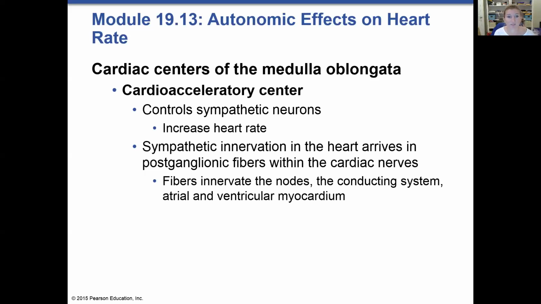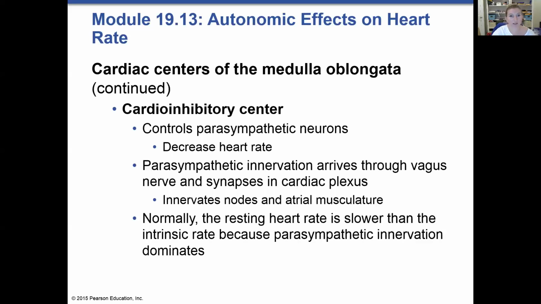If it detects they're off, then that cardioacceleratory center can be inhibited or activated. And if it's activated, it's going to cause this sympathetic activation in our heart. It's going to cause that increased heart rate, saying, whoa, we have increased pressure going on, or we have decreased pressure, or we have increased carbon dioxide, so we need to increase the heart rate so we can get that carbon dioxide out. Otherwise, we're going to have too much acid in our blood, et cetera, et cetera.